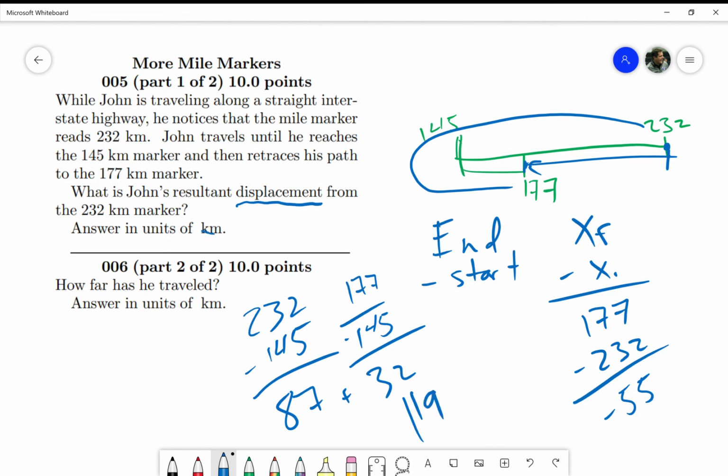Now again, it asks for answers in terms of kilometers. These are kilometers here. However, you do not put in kilometers. You don't put in units for Texas. You just put in your answer. Okay, there you go.